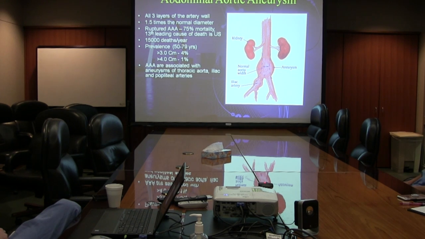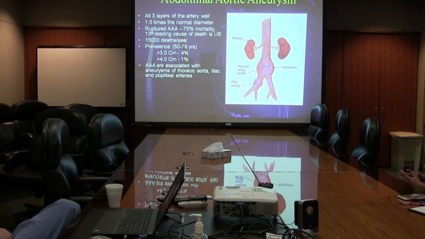So ruptured aneurysm, 75% mortality. Gosh. Yeah. So here's how I scare patients. Just kidding, but this is the truth. If your aneurysm ruptures, half those patients die before they get to the hospital. The half that make it to the hospital, half of them die. That's where you get that 75%.